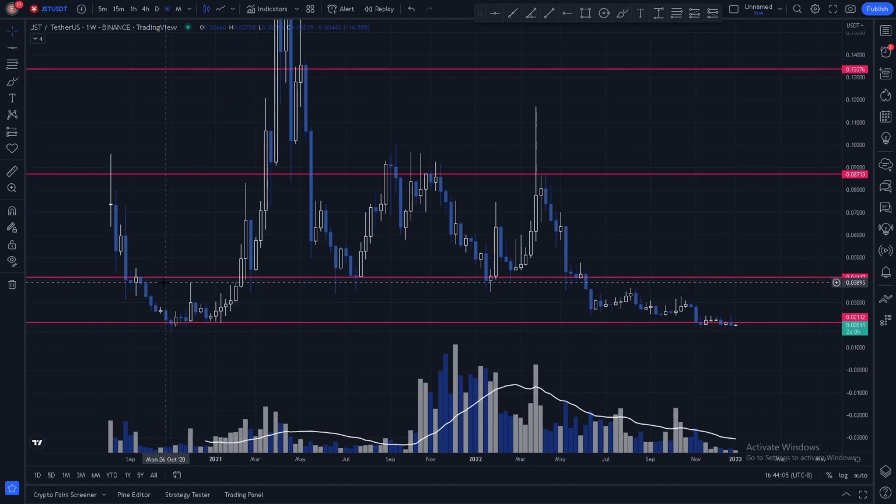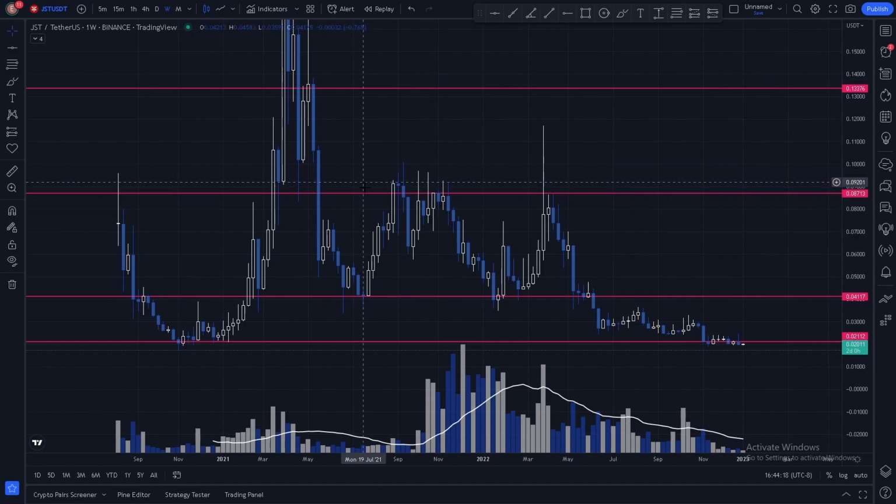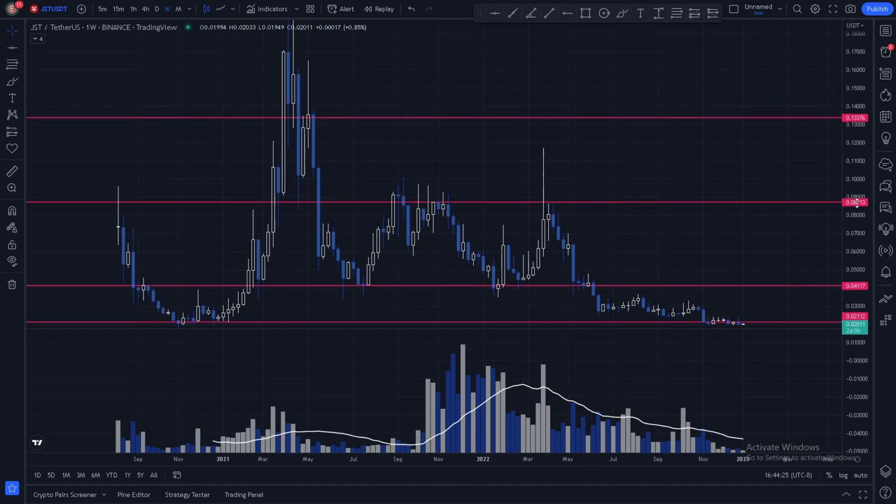So here on the weekly we can see more clearly how price reacted to this level here with multiple reactions acting as support and resistance, which is obvious to spot on the weekly. And we also notice this key level here with multiple reactions acting as support and resistance.